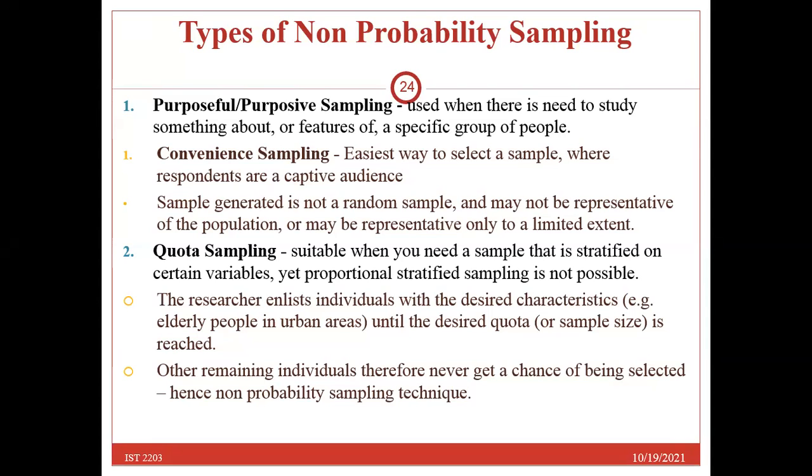And then we have convenience sampling. It's the easiest way to select a sample where respondents are a captive audience, whereby if people are interested, you can easily get them from those who are near you. The sample generated is not a random sample, as in, you do not really mix them up, just like you saw there in the video, just the people who are near came. The sample you get may not represent the entire population, or it may represent only to a small extent.